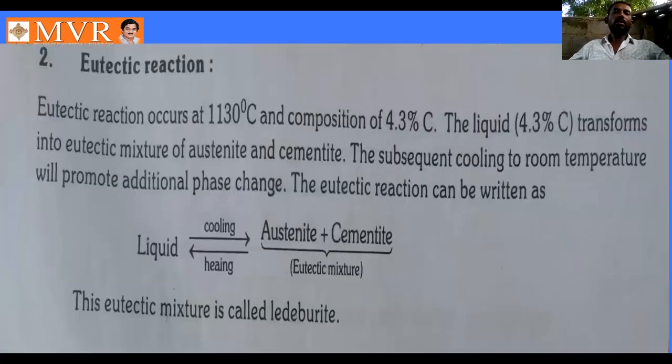So next one is eutectic reaction. Eutectic reaction occurs at 1139 degrees centigrade and composition of 4.3% amma. So the liquid 4.3% of carbon turns into eutectic mixture of austenite and cementite. The subsequent cooling to room temperature will promote additional phase changes. The eutectic reaction will be written as liquid, heating or cooling, we can get austenite plus cementite. So this one we can call as eutectic mixture. Amma.